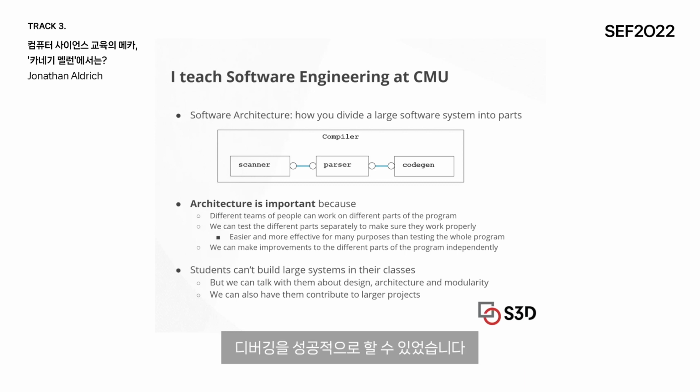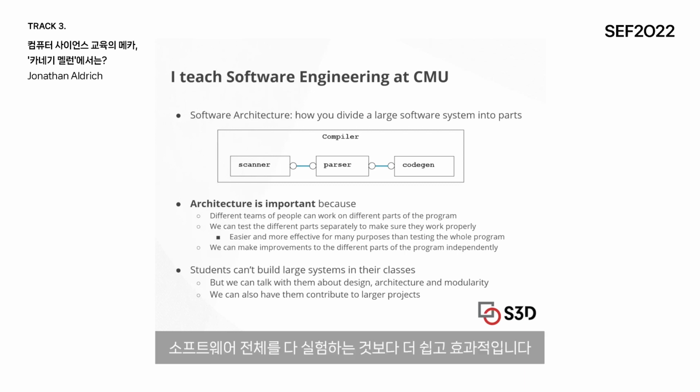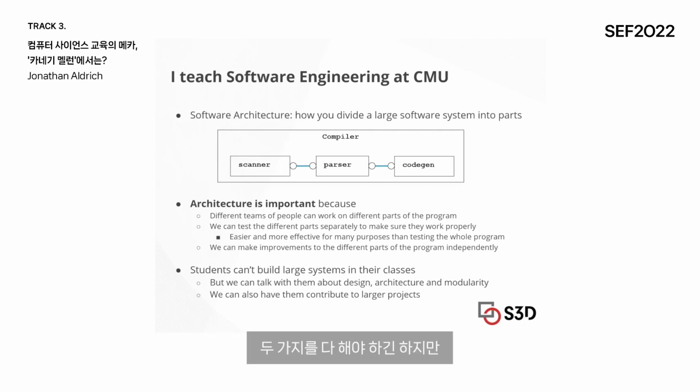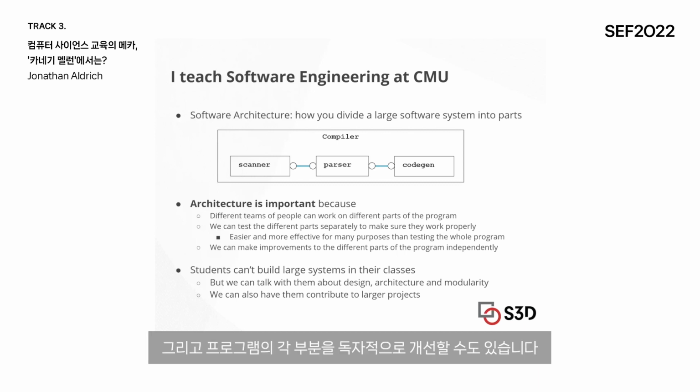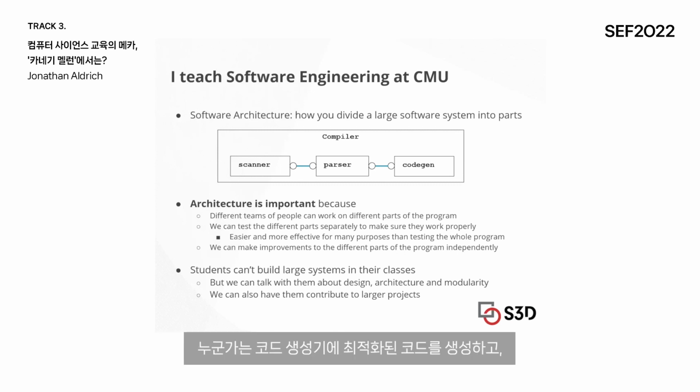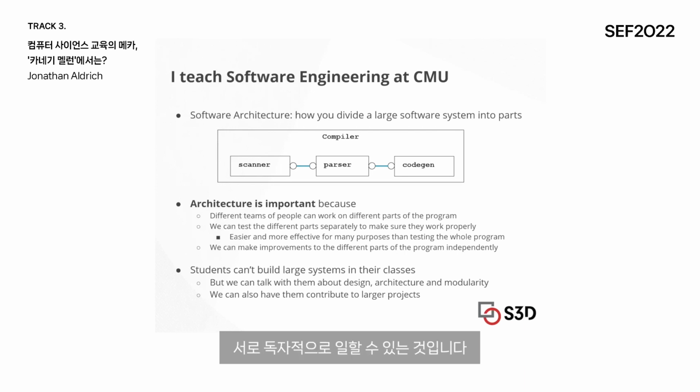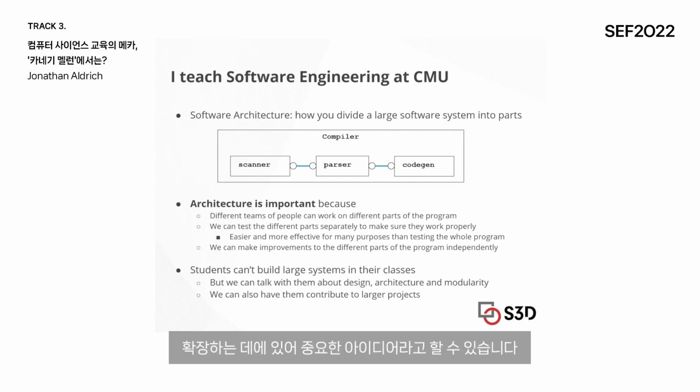So testing the little pieces of a software system can be easier and more effective for many purposes than testing the whole program. You do have to do both, but you can find those bugs faster by testing individually. We can also make improvements to different parts of the program independently, right? So if someone wants to develop more optimized code in the code generator and someone else works on making the parser faster, they can work independently. So these are all important ideas about how to scale up from someone developing a small piece of software all by themselves to a team of people building larger software systems.